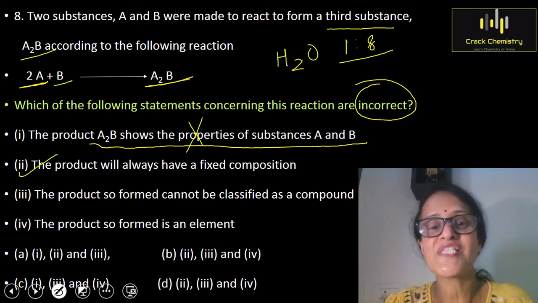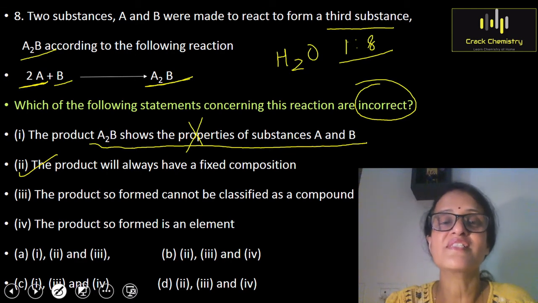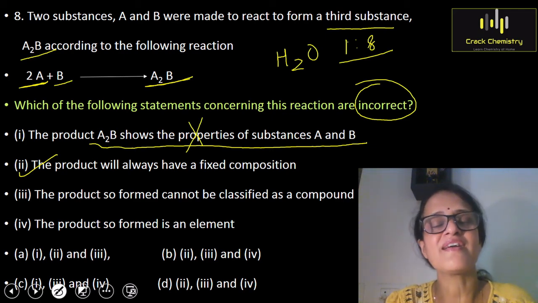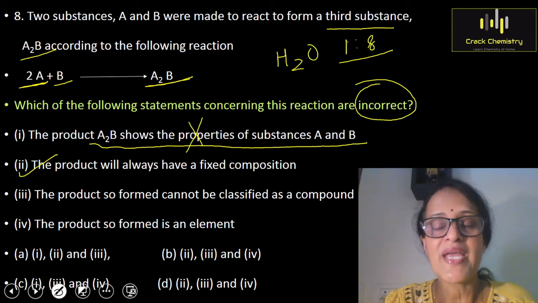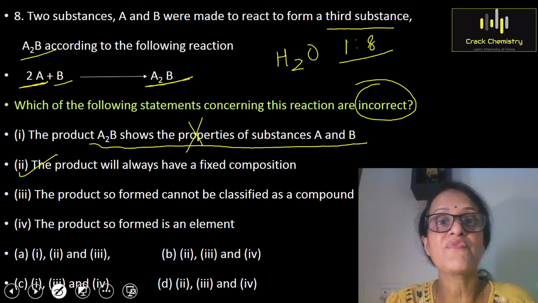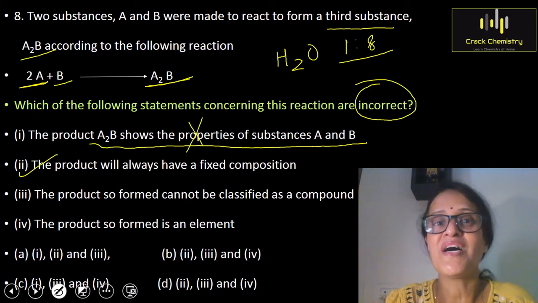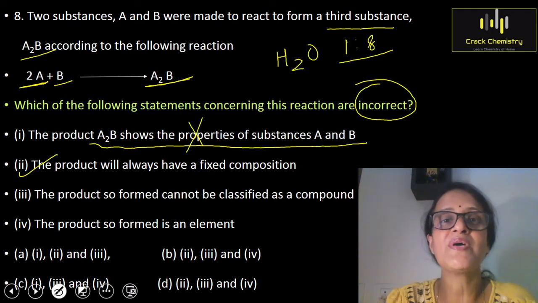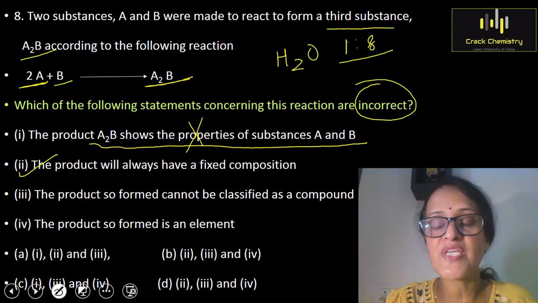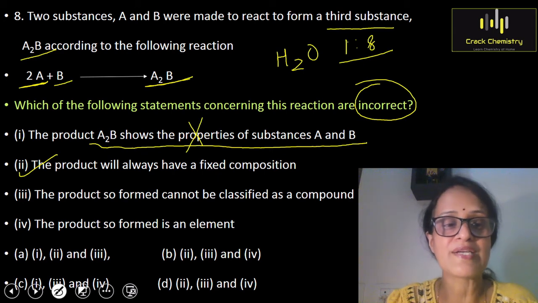The product will always have a fixed composition. Children, this is a 100% correct statement, because a compound always has a fixed composition. Again, consider the case of the water molecule. You can collect water from different sources. You can take water from rain, you can collect it from a well, you can take it from the tap, or you can take it from your RO water. From wherever you collect water, the ratio of hydrogen and oxygen will always be fixed. It will be 1:8 by mass. So the second option is a correct statement.